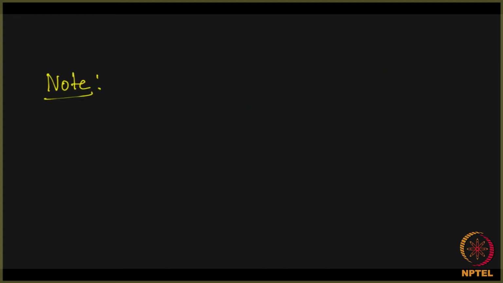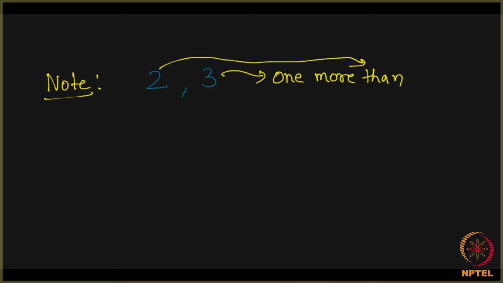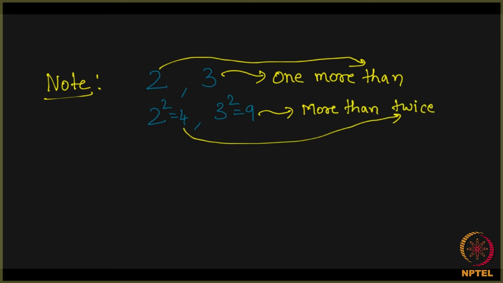Let us note something here. Let us observe this carefully. Let us take these two numbers, 2 and 3. Just plain simple, number 2, number 3. And look at this: 3 is 1 more than 2. As simple as that. Which is like saying 3 is 50% more than 2. But then when you square it, 2 squared gives you 4, 3 squared gives you 9, and then what happens? This 9 is more than twice of 4.